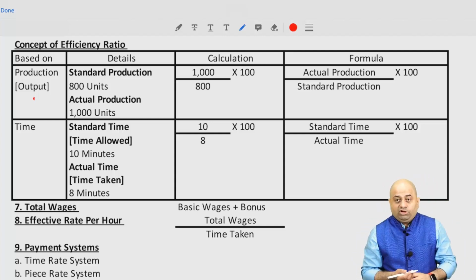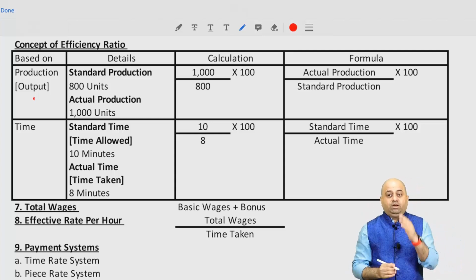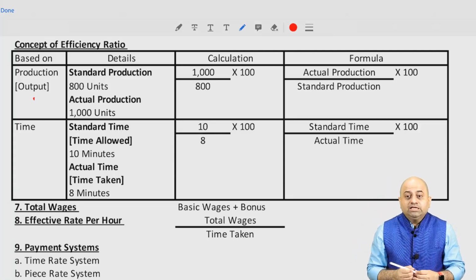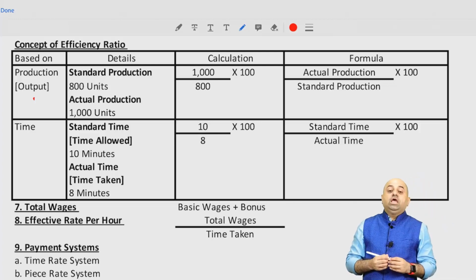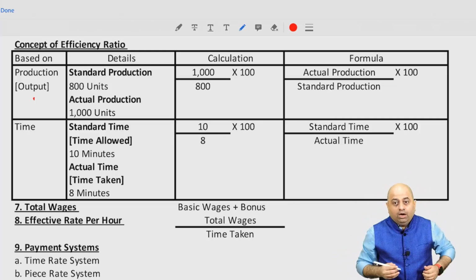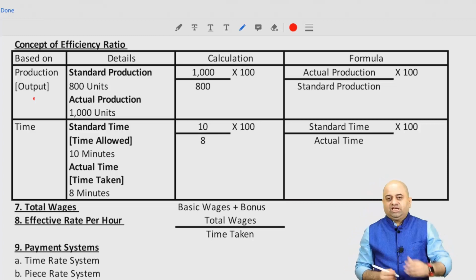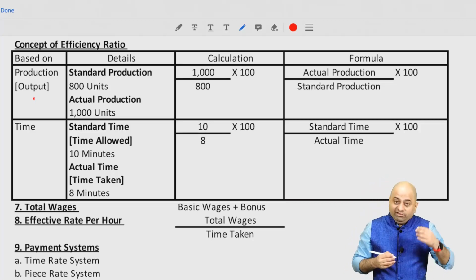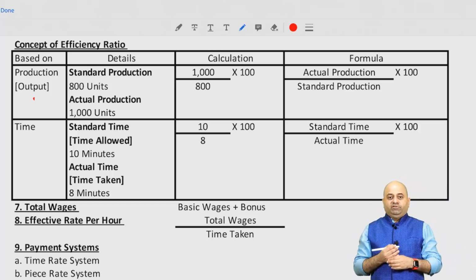Now let us talk about efficiency ratio based on time. Again, standard ratio is 100%, but here what are the details given? Standard time is 10 minutes, actual time is 8 minutes. What does that mean? He was supposed to take 10 minutes, he took 8 minutes. Even this worker is efficient. Even his efficiency ratio will be more than 100, my dear friends.